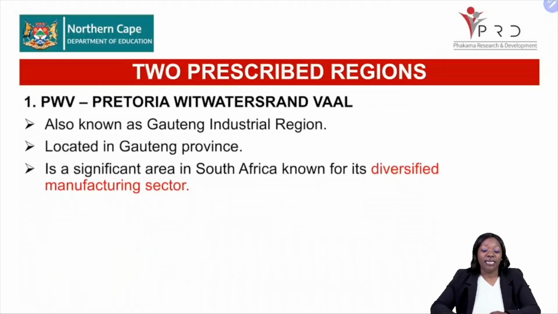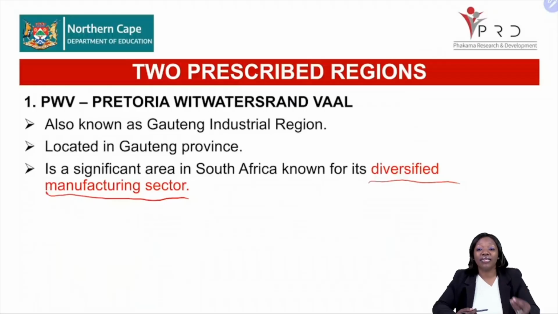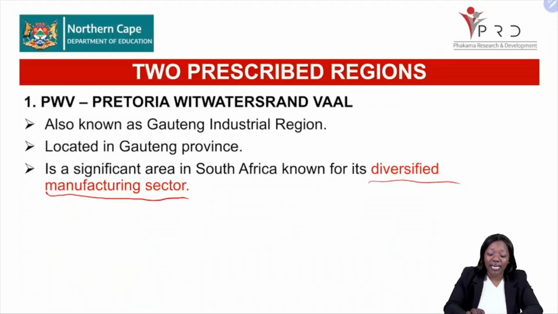Then number 3, it is a significant area. Why a significant area in South Africa? Because it is known for its diversified manufacturing sector. Remember, we can have the raw material, but raw material has less value than one that is manufactured into a final product. Because of its diversification, which means there are so many industries dealing with the manufacturing sector, Gauteng becomes a significant area in South Africa.